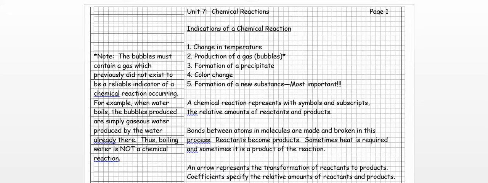The next is the production of gas bubbles. Another one you have to be really careful with because, and I put an asterisk here, the bubbles must contain a gas which previously did not exist. A new substance is the key here in order for it to be a reliable indicator of a chemical reaction occurring. For example, if I boil water, the bubbles produced in the boiled water, and we've all seen this when we're making spaghetti or boiling eggs for tuna fish salad or whatever the case may be, you see those little bubbles.